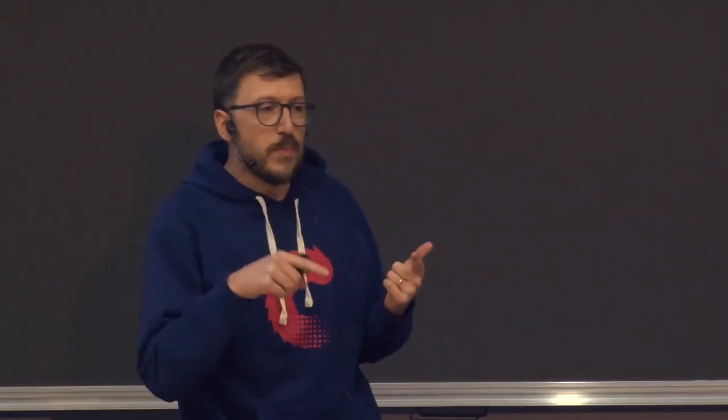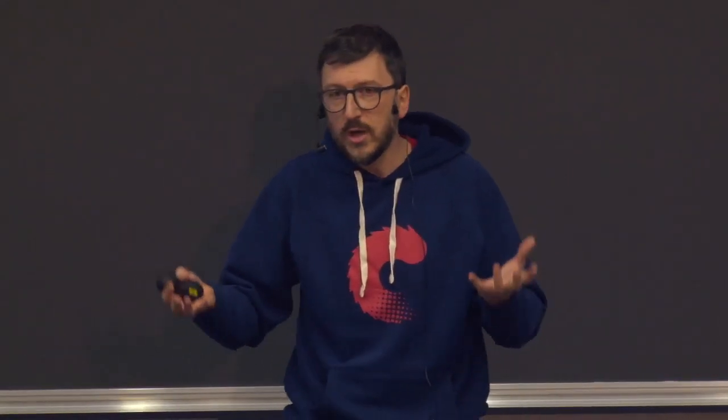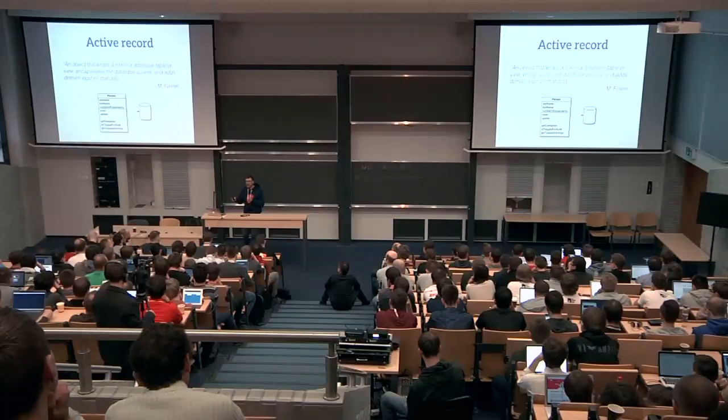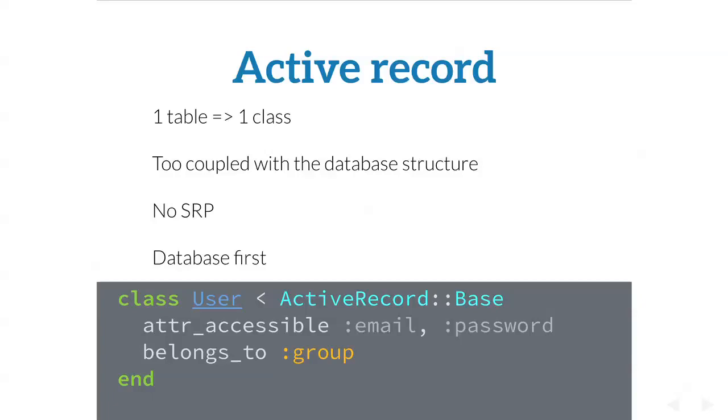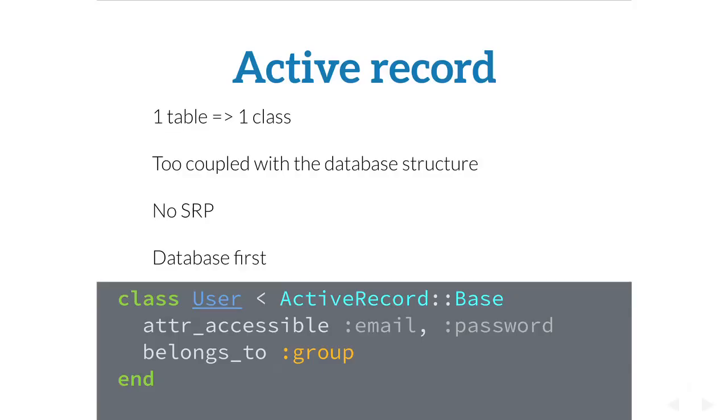And in the domain model pattern, one of the good points is that Martin Fowler says you can model your domain without thinking about the database. The database and the domain model should evolve independently. With ActiveRecord, that's very difficult because in most cases we have one class and one table. In most cases, not always, but that's the usual case. That means that our application, our model, is too coupled with the database structure.